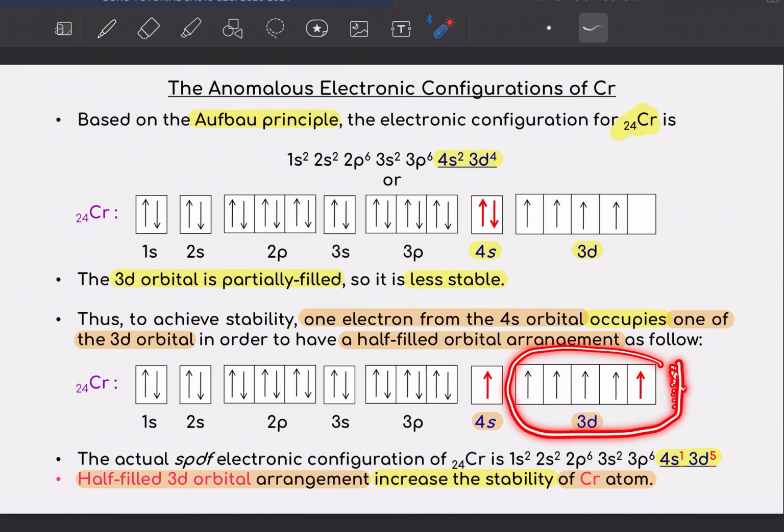So this is a special case. Dia tak follow Aufbau principle. Kalau follow Aufbau principle, kita memang akan fill in our lower energy orbital, which is 4s first before 3d. But for chromium 24, we don't follow the Aufbau principle because of the stability of the half-filled 3d orbital. So the actual electron configuration for chromium 24 is 1s2, 2s2, 2p6, 3s2, 3p6, 4s1, 3d5. Kita nampak kat sini we have a half-filled 3d orbital arrangement which increases the stability of the chromium atom. So this is the actual electronic configuration for chromium 24.